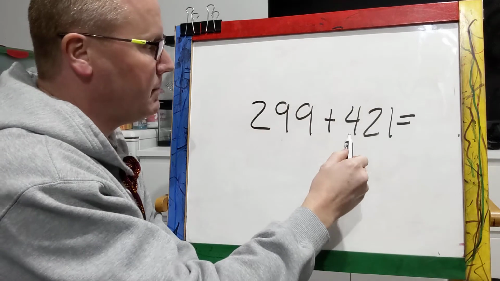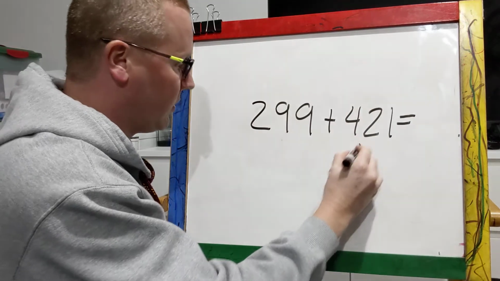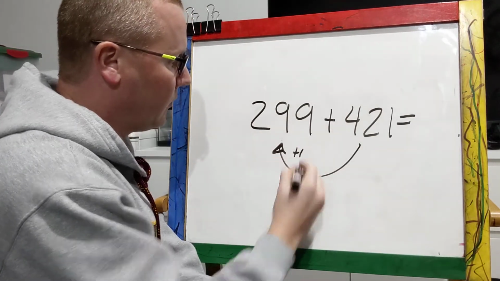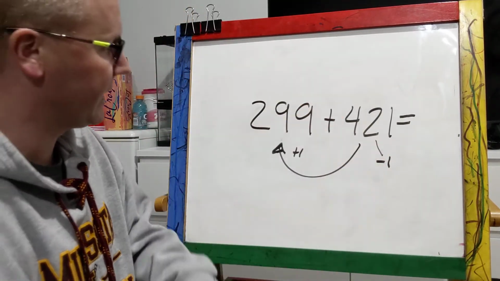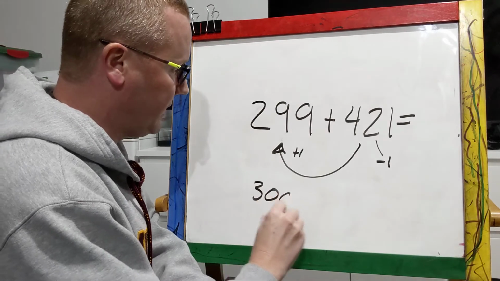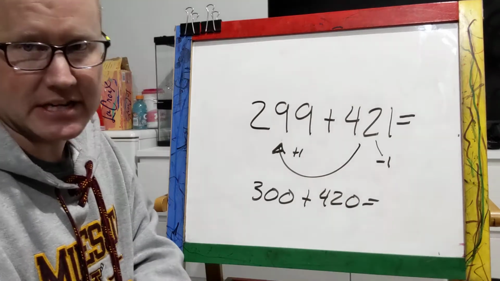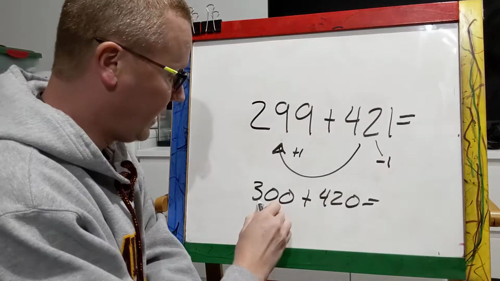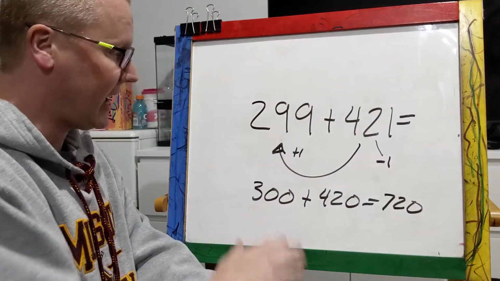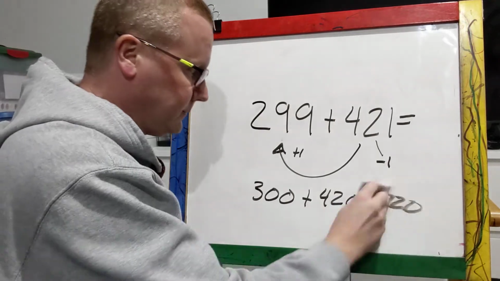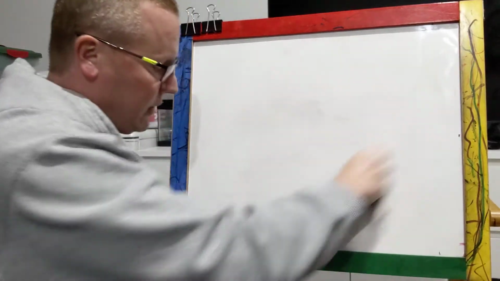So 299 plus 421, I'm going to take a number from here. So I'm going to go over here, I'm going to add a 1. And this number right here is going to minus 1. So I'm going to give and take. And so it turns into 300 plus 420. And that is a lot easier to do even in your head. 300 plus 420 ends up being 720. So that is give and take. You can also do it one other way, and I'm going to show you that real quick, and then we're going to have a lot of practice doing that today.